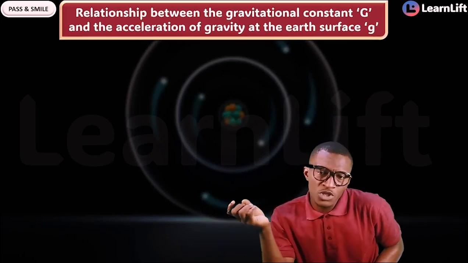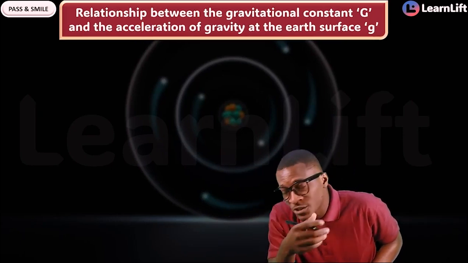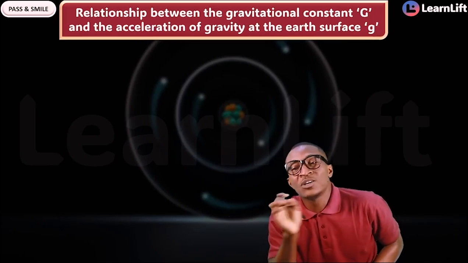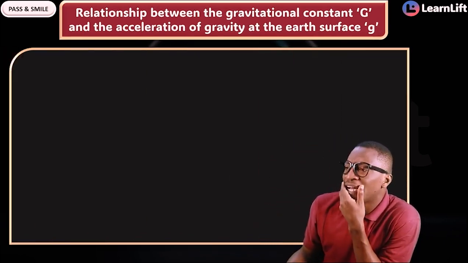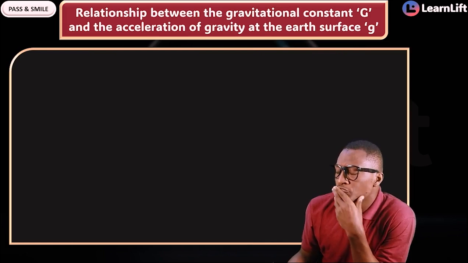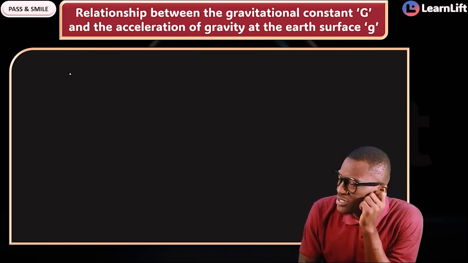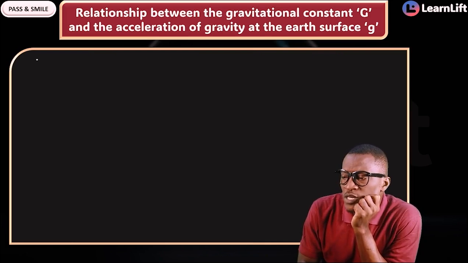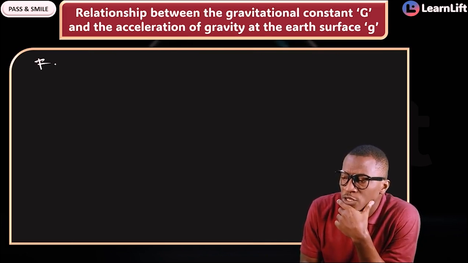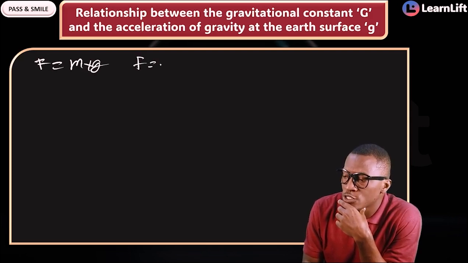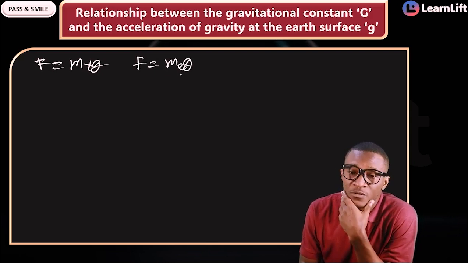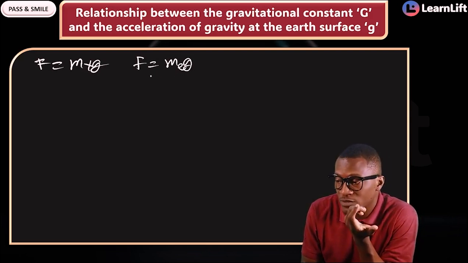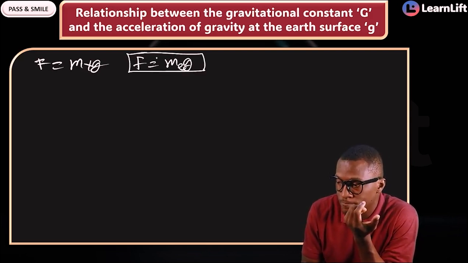What's the relationship between the gravitational constant, which is capital letter G, and your acceleration due to gravity on the earth, which is small g? Now, let's prove that. First of all, what is force on the earth? We know that force is equal to mass times acceleration. Therefore, force is equal to mg. This m, I can call it Me, which is the mass of the earth. This is gravitation on the earth now.